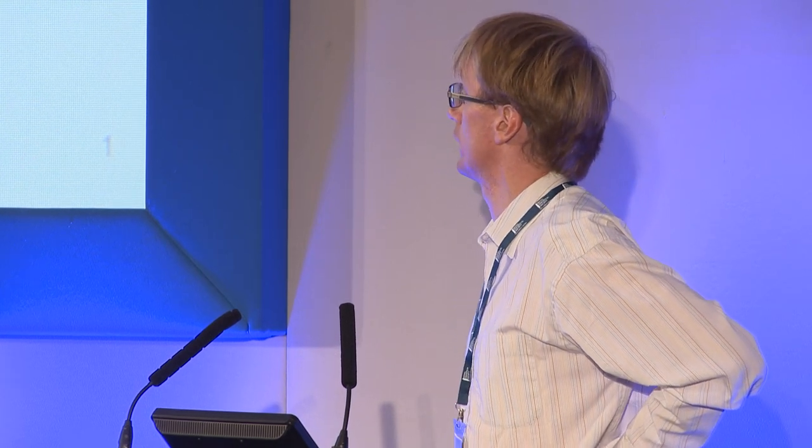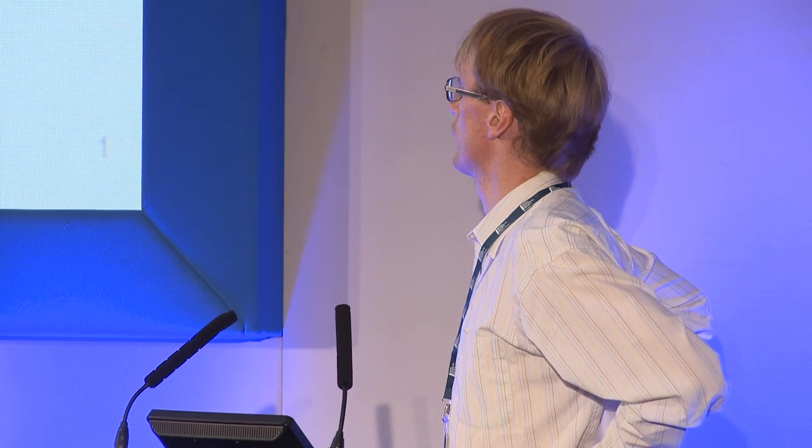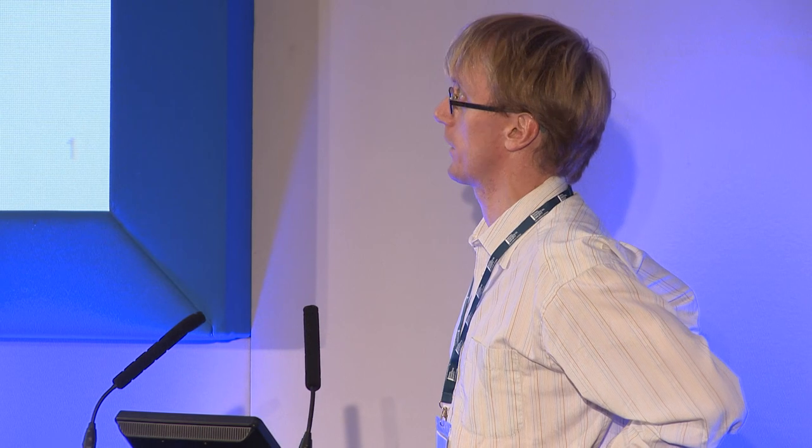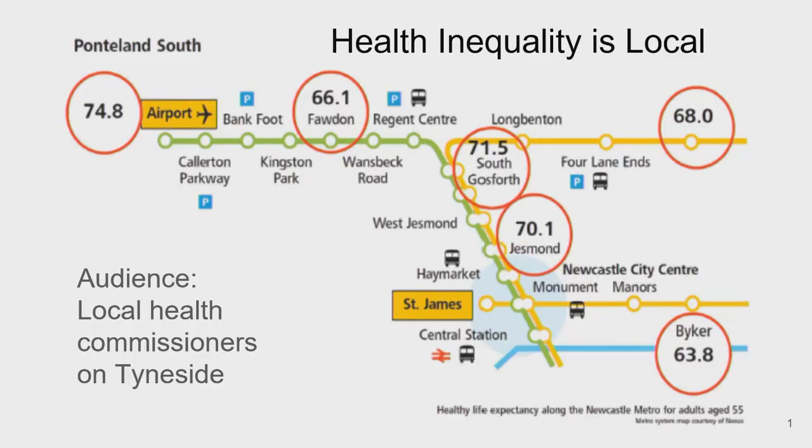So this is a bivariate presentation about health inequality. So you can see the numbers there. The image will be very familiar to people who have lived in Newcastle in the past 30 years and might be quite mysterious to everybody else. And that's the point. The audience is the local health commissioners in Newcastle. So you select an image for the audience, and this is a standard presentation, the Metro Line map.